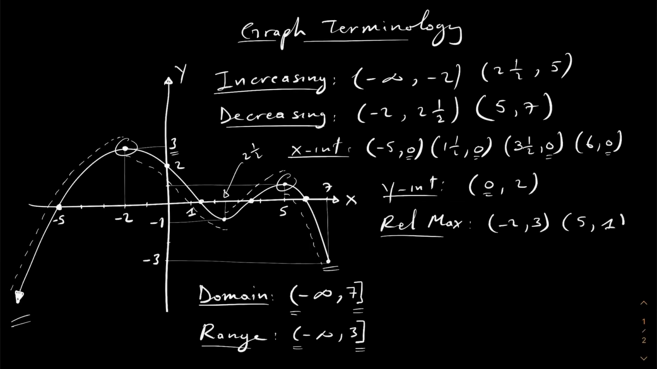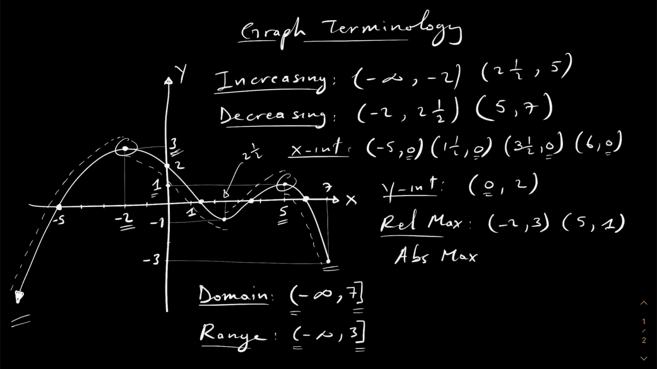And the way you read this point is you're saying that you have a relative maximum at -2, and the relative maximum is 3. And the next one here, you say you have a relative maximum at 5, and the relative maximum is 1. So the height y is what the maximum is, and the position x is where the maximum is located. Okay, so from there, let's talk about the absolute maximum or the global maximum.